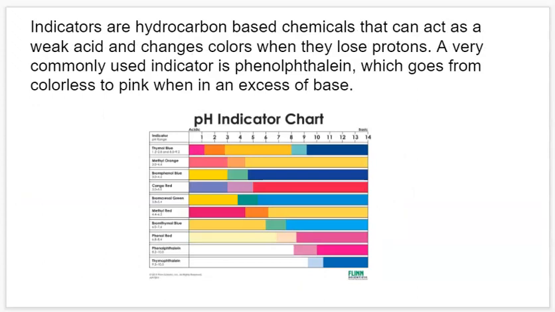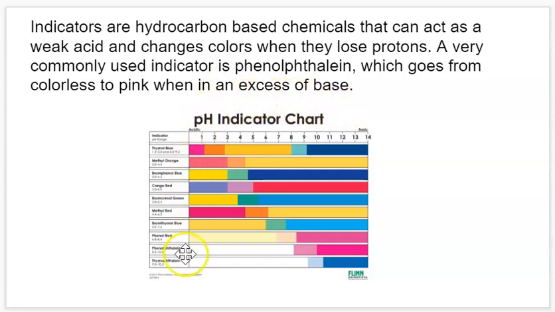Now to talk a little bit more about indicators, these are usually hydrocarbon-based chemicals, meaning they're made of carbon and hydrogen, and usually some oxygens or nitrogens or things like that. And these can act as a weak acid and will generally change colors when they lose protons. A very common example of this is an indicator called phenolphthalein, which usually goes from a colorless solution to a pink solution when it is in excess of base.